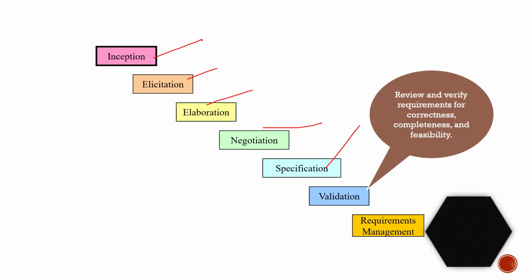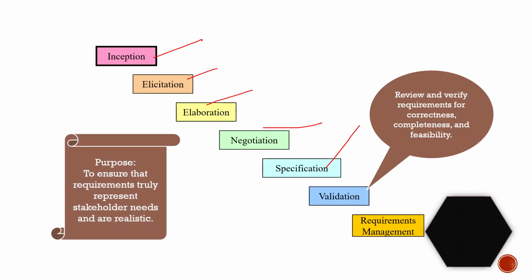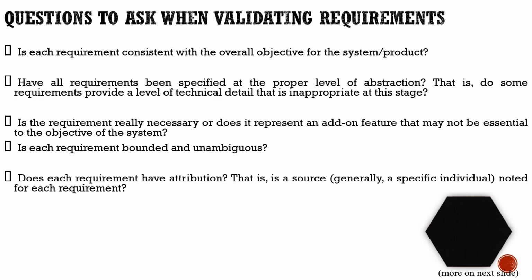Validation: review and verify requirements for correctness, completeness, and feasibility. The purpose is to ensure that requirements truly represent stakeholder needs and are realistic. Validation tasks. During this phase, the products produced as a result of requirements engineering are assessed for quality. The specification is examined to ensure that all software requirements are stated unambiguously, and that inconsistencies, omissions, and errors have been excluded. The work product conforms to the standards established for the process, the project, and the product. Formal technical reviews serve as the primary requirements validation mechanism. Members include software engineers and customers.